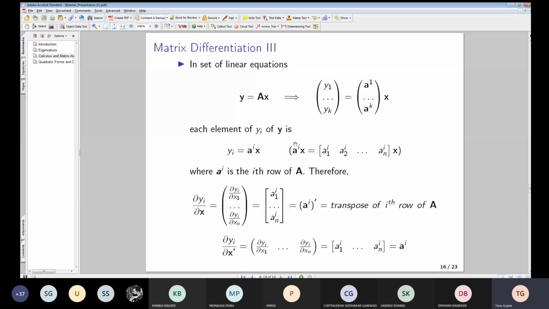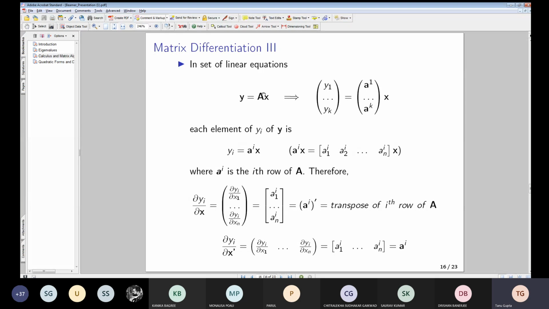So you can see it from here. I am saying that Ai is the ith row of matrix A. In a more detailed form, it means that the ith row can be written as ai1, ai2 up to ain.